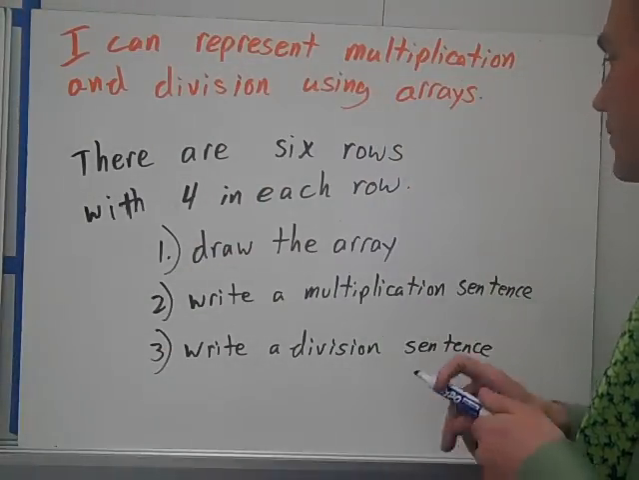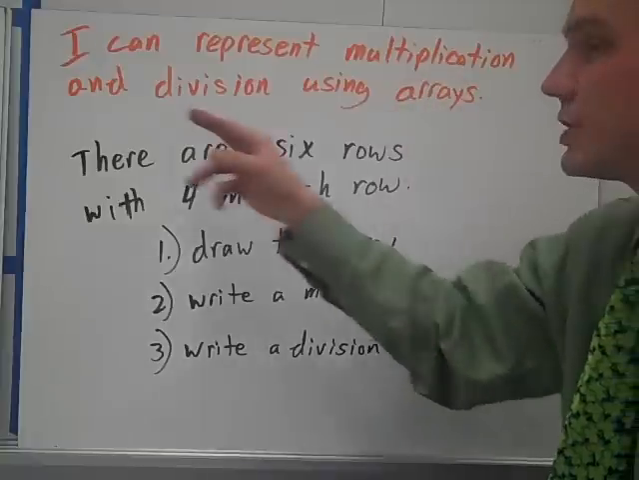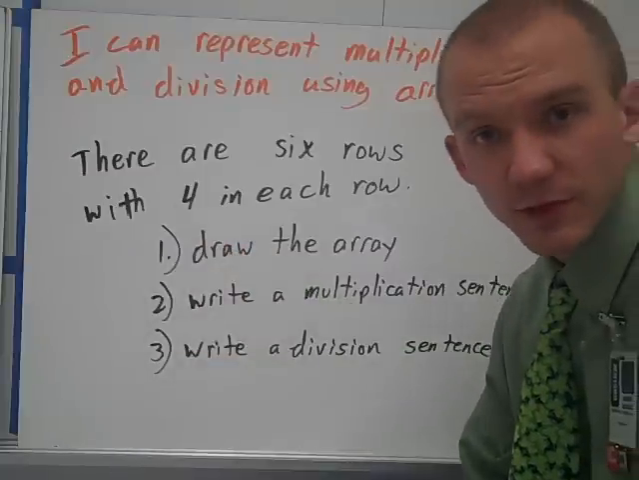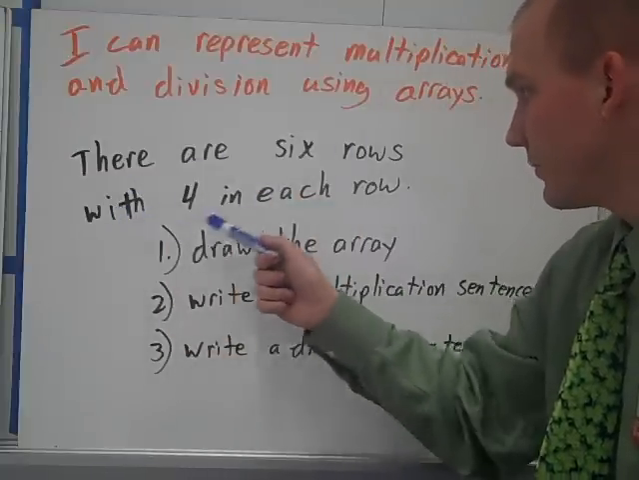I can represent multiplication and division using arrays. You have 3 steps for this problem. There are 6 rows with 4 in each row.